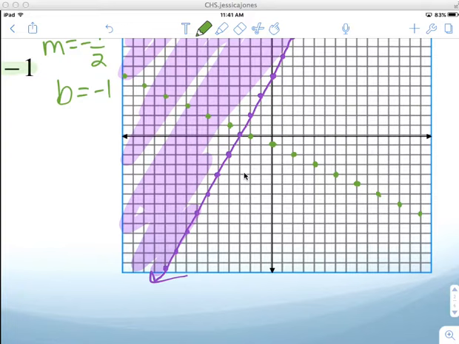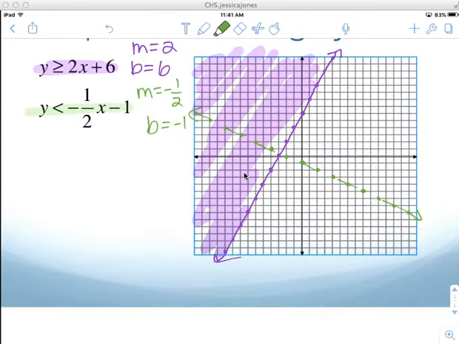Since this one is not underlined, it is going to be a dotted line. And our inequality sign is less than, so we shade everything below our line.